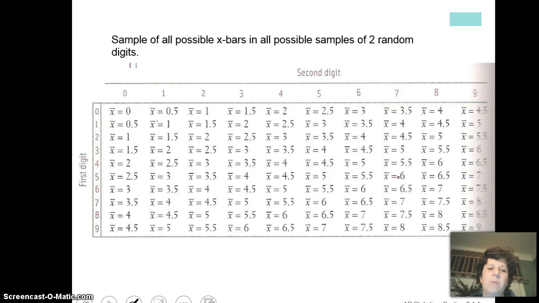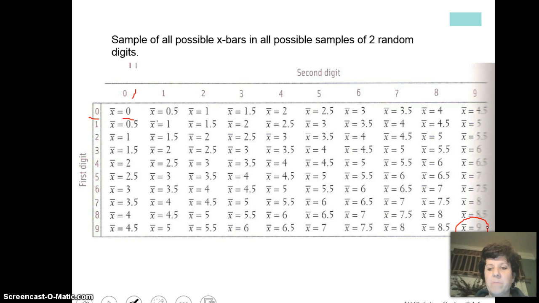So here's a good example. A sample of possible X bars in all possible samples of 2 random digits. So we're taking random digits from 0 to 9 and all the different ways we can pair those up if they're chosen randomly. And then we find their mean. So over here we have 0 and 0, and their mean of course is 0. And down here on the far end we have 9 and 9, and their mean is of course 9. And in between we have all the combinations.